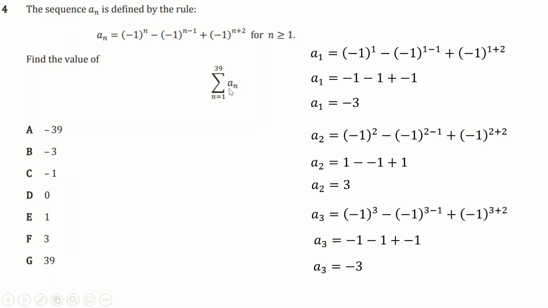So what this sequence is going to do is it's going to go -3, 3, -3, 3, -3, 3, -3, 3. And when you add all those up, of course, they're all going to cancel, except you're starting at an odd number and ending on an odd number. So A1 will cancel with A2, and then A3 will cancel with A4, and so on and so on, until A37 cancels with A38, because the odd number comes first. But then you have this random A39 left over. And so the answer is going to be -3.